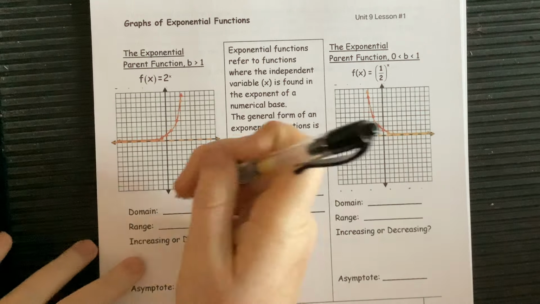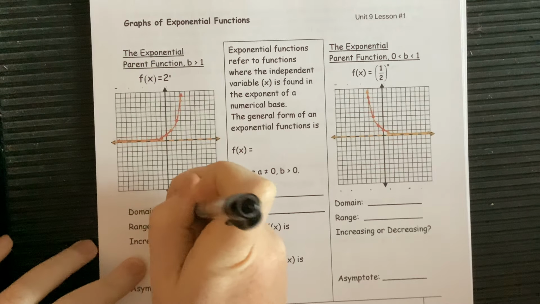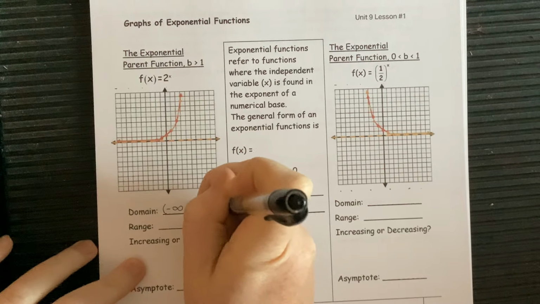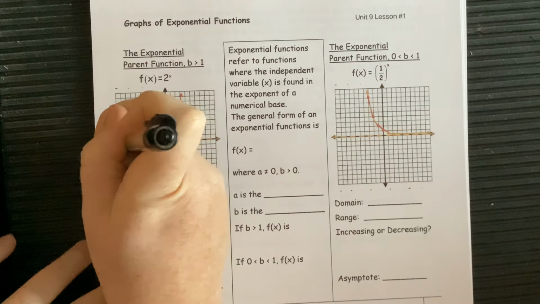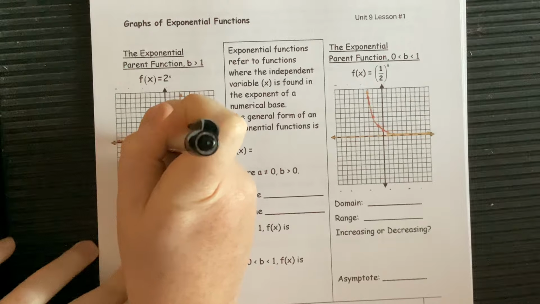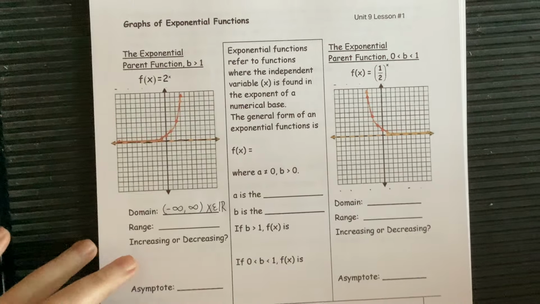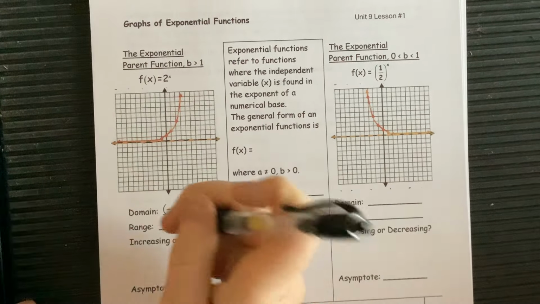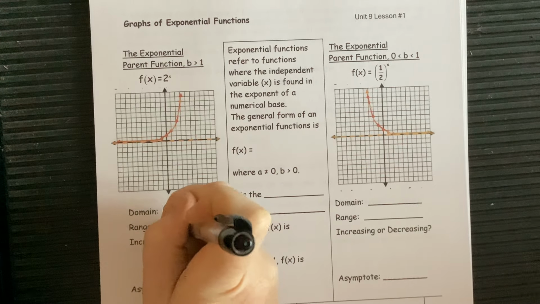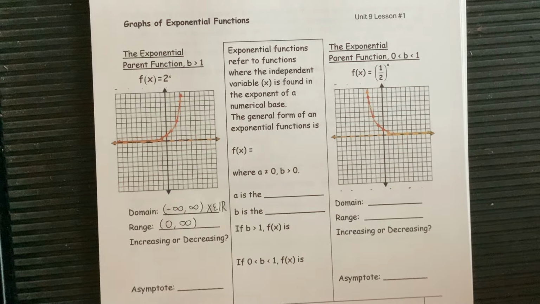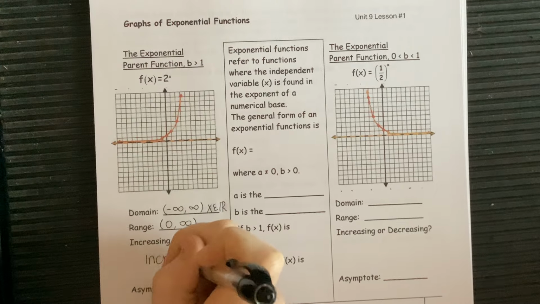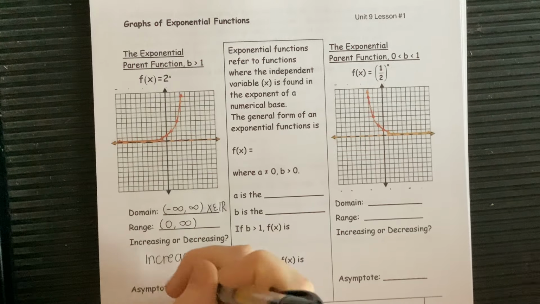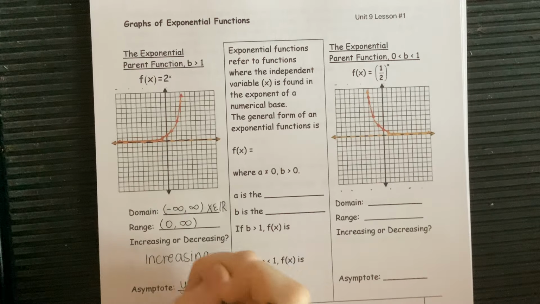So our domain is always going to be negative infinity to positive infinity, or we can say that x is an element of all real numbers. Our range, just like in rationals, we have that asymptote. So you have this horizontal asymptote right here. That means we're never going to actually hit 0, but then we're going to go up forever. So make sure that you use a parenthesis around that 0. This is an increasing function. And I just talked about asymptotes. You have that asymptote at y equals 0.